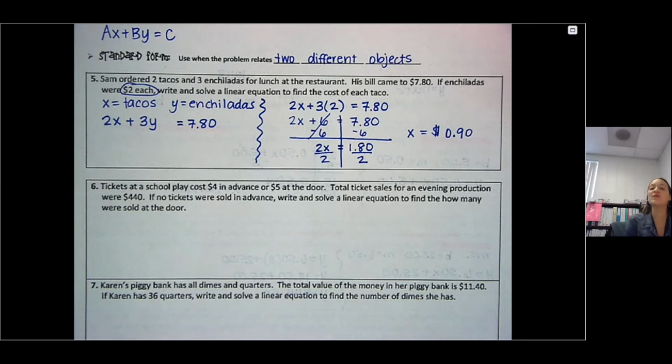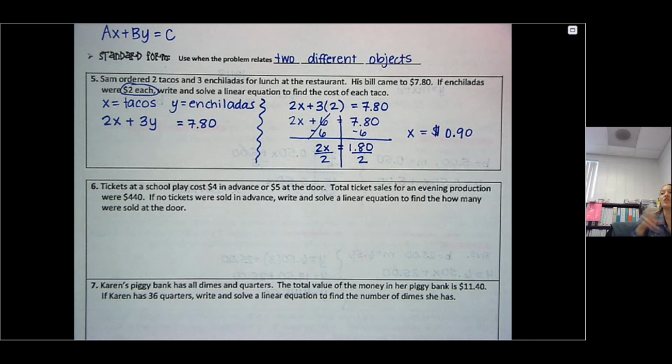All right, we're going to do one more. I'll do number 6, and then I'll let you guys try the last 2 on both sides. Okay, number 6 says, ticket at a school play costs $4 in advance or $5 at the door. Total ticket sales for an evening production were $440. If no tickets were sold in advance, write and solve a linear equation to find out how many were sold at the door.